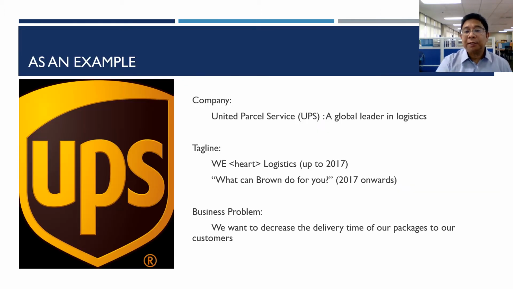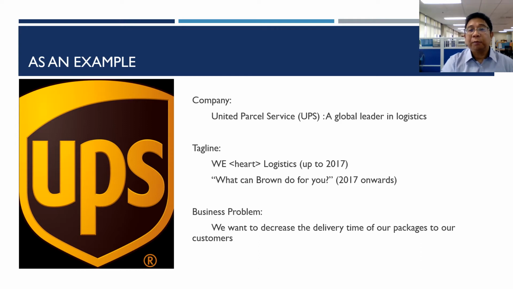So let's take one example, UPS. UPS is a global leader in logistics, and as a global leader, what they are proud of is being able to deliver their packages to their customers as fast as possible. This means that they want to decrease the delivery time of their packages. This is important to them because this is one of the key metrics that they are using to achieve their goal of being the global leader in logistics.